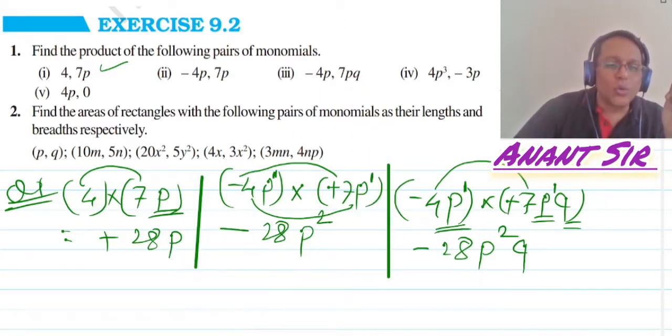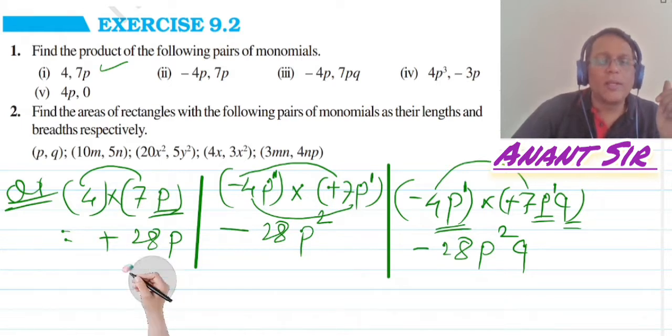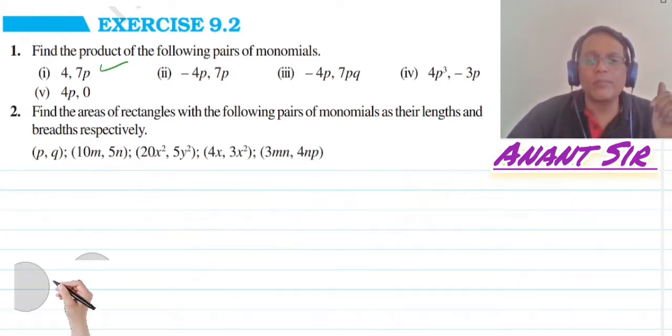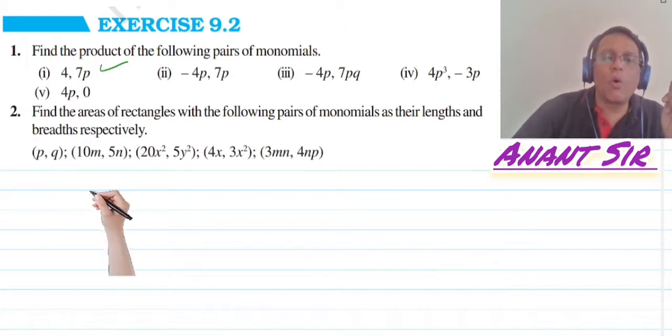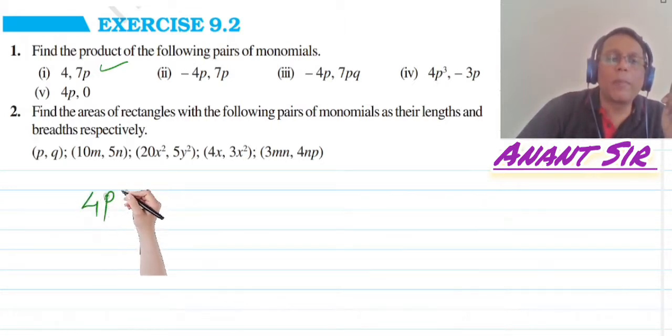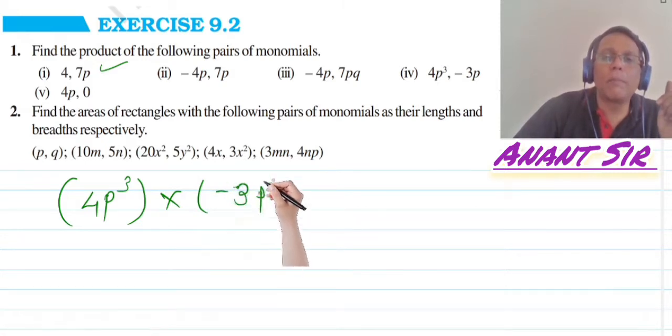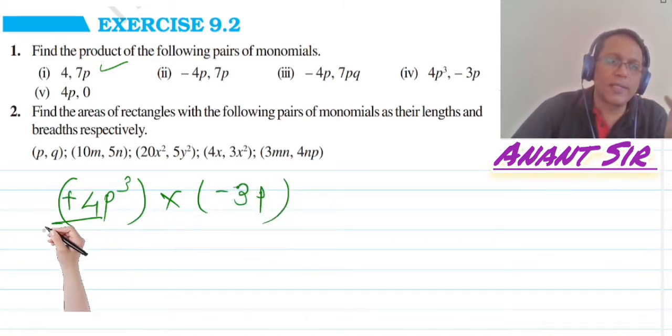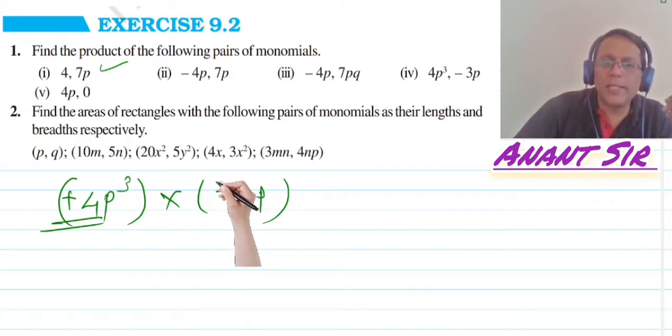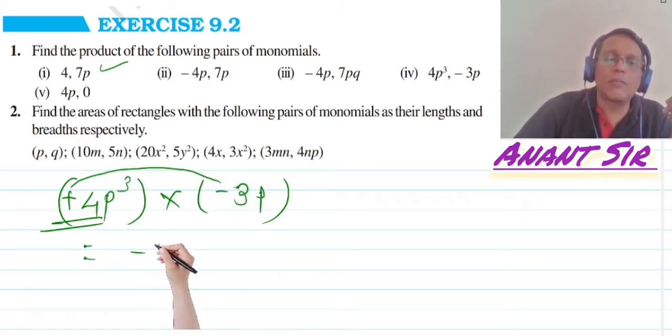Now we move on to the next question of question 1. Question 1's fourth question is 4p cube multiplied by minus 3p. What is the sign of the first term? It was nothing, that means plus. Again plus into minus is minus 12.